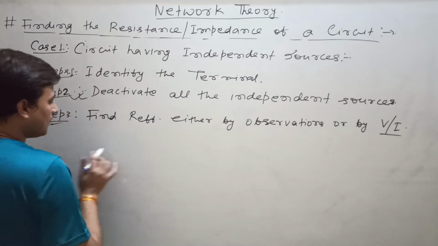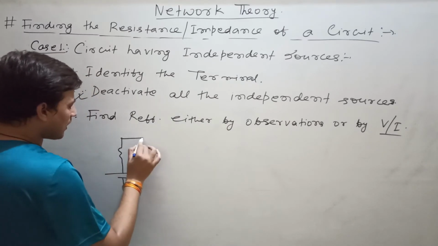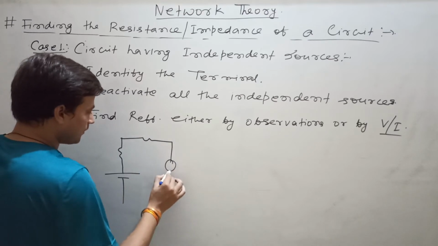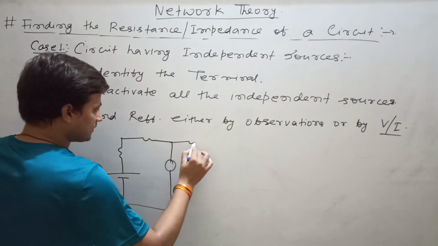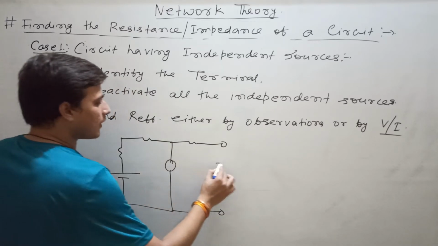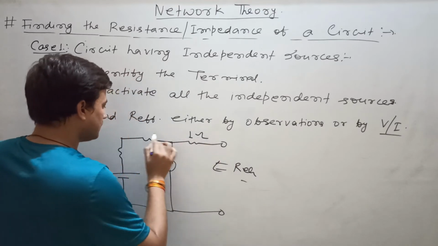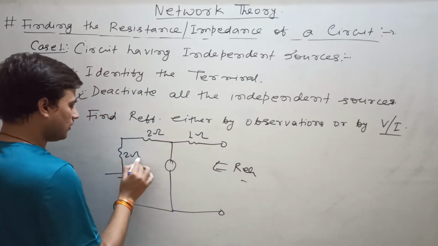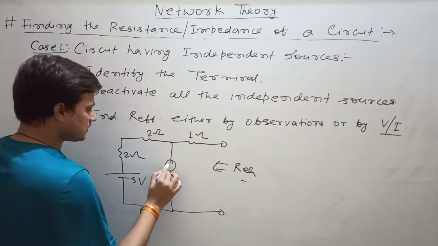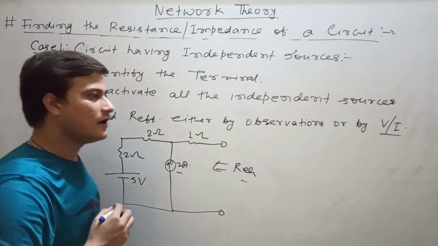See the reason. Suppose you are having this type of source. Clear? This is the network. The network is given to you. Now you have to find here R equivalent. This is 1 ohm. This is 2 ohm. This is 2 ohm. This is 5 volt. This is 2 ampere. So what you have to find? Equivalent resistance.